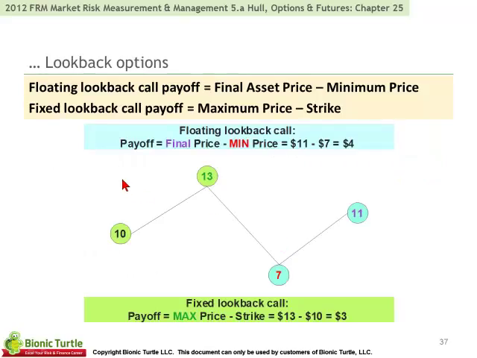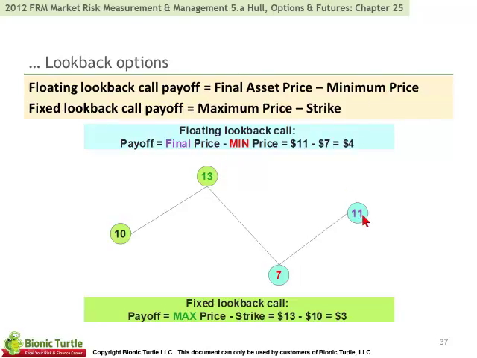So look-back options are interesting because we have a few permutations here. But just to illustrate, I've updated my stylized example. Let's just assume that we have a simple stock that starts at 10, jumps to 13, falls down to 7, and goes up to 11. And now we can have a floating look-back call. The payoff there is going to be the final asset price minus the minimum price.